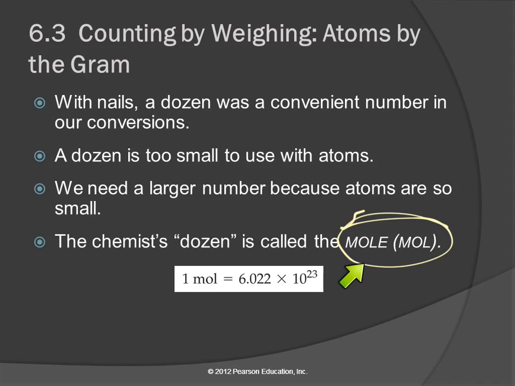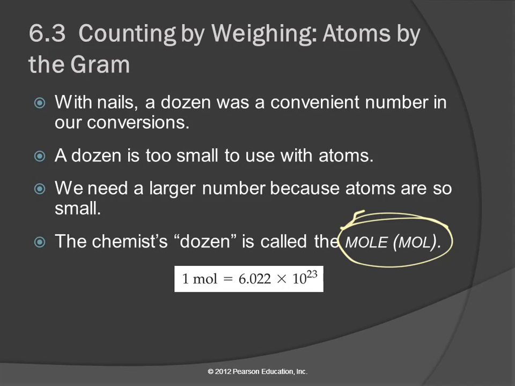The word mole is a short word, and yet it has an abbreviation, mol. Don't ask me why, I think it's dumb. But here we go. 1 mole, 1 chemist's dozen, is 6.022 times 10 to the 23rd things. Okay? That's really, really big, right? That's a 6 with 23 zeros after it. That's what a mole is.